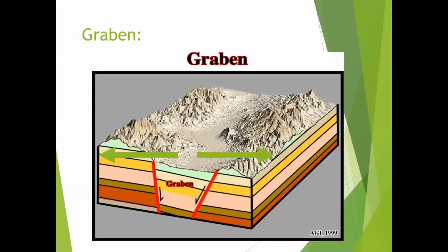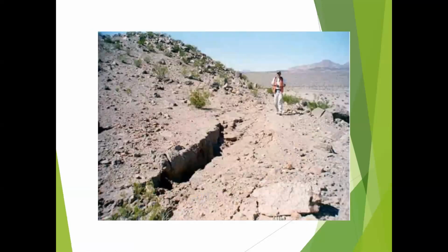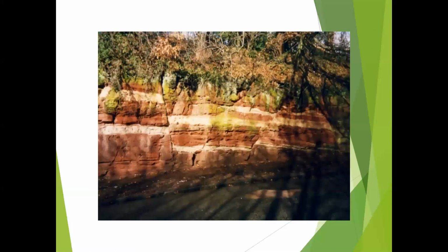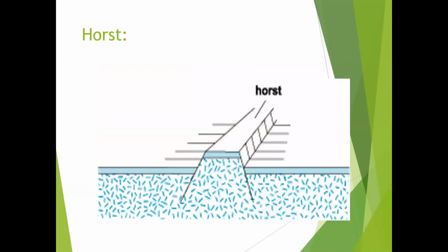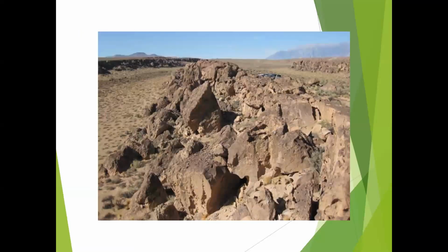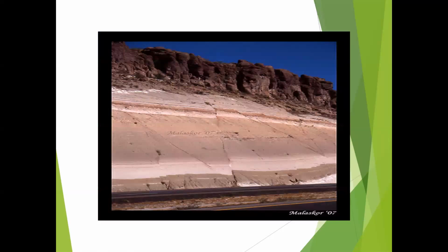Then we have the graben, again, when that's going to be when the plates kind of move apart and it falls inward. I know I'm moving kind of fast. I'll post these notes so you guys can look at the pictures. Then we have the horst, and that's when the piece of the earth is actually thrust up. This is a pretty good picture because you can actually see it have been moved up.